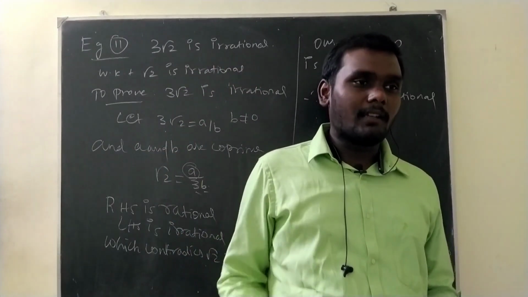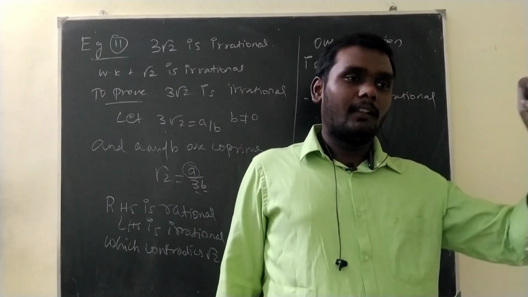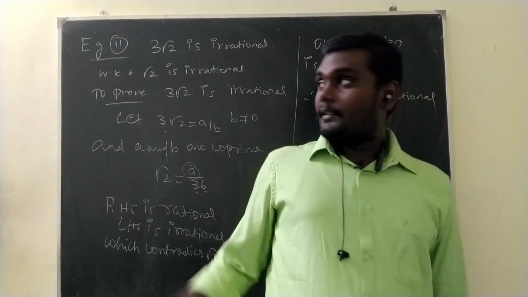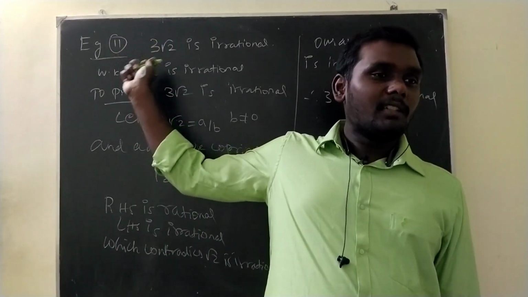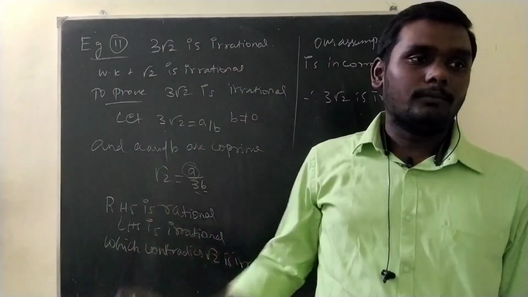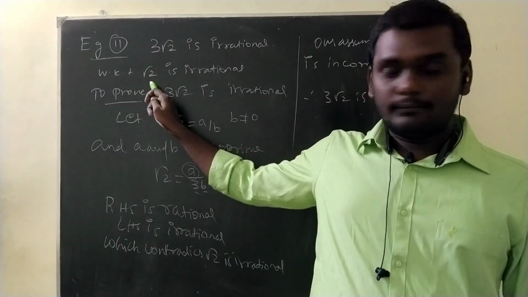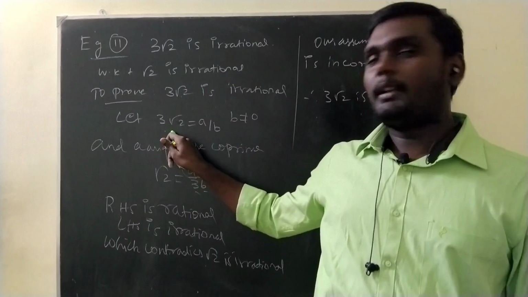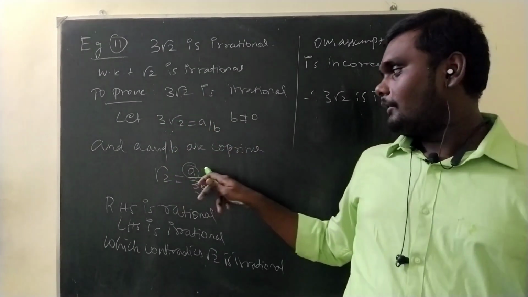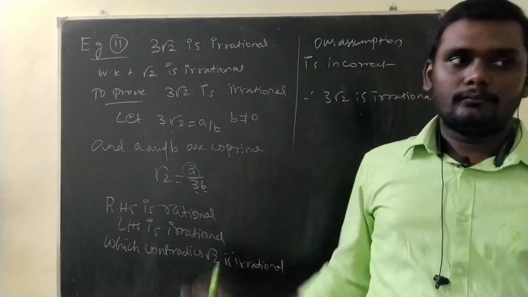LHS is irrational, RHS is rational. But we have to write that we know that root 3 is irrational, root 2, whatever is involved in the question. And for this kind of product, sometimes division will also be given. Suppose they give 1 by root 2 is irrational to prove. How will you prove 1 by root 2 is irrational? Same procedure. Just take the reciprocal. We will have root 2 is equal to b by a. So the same procedure. That is all.